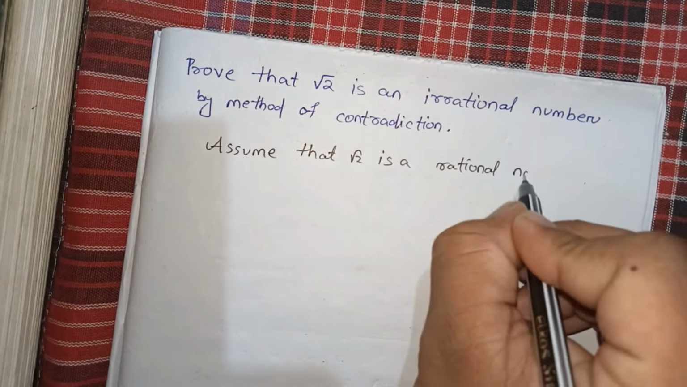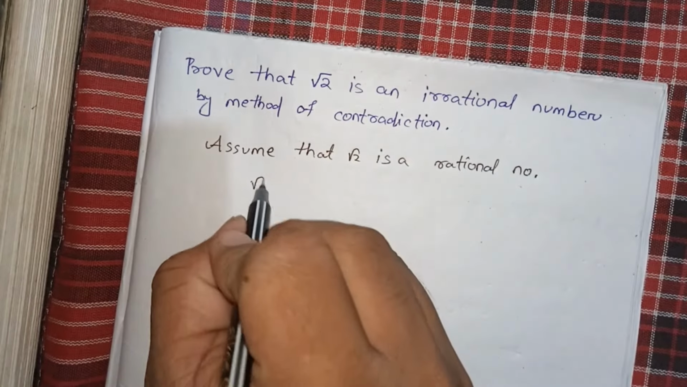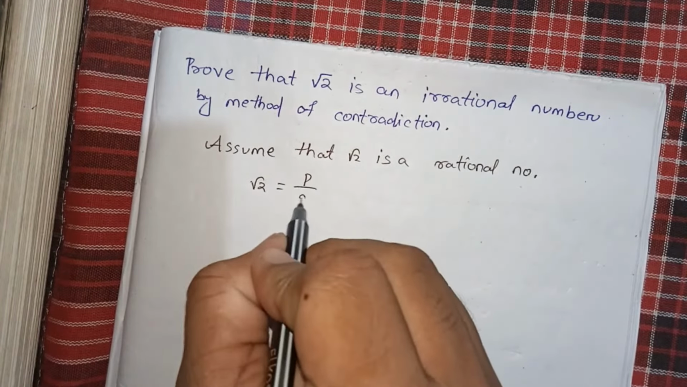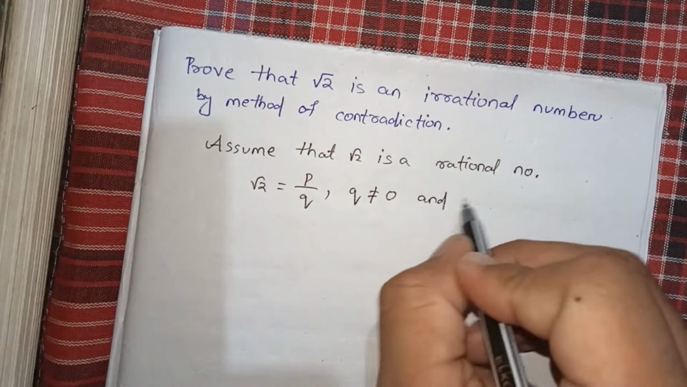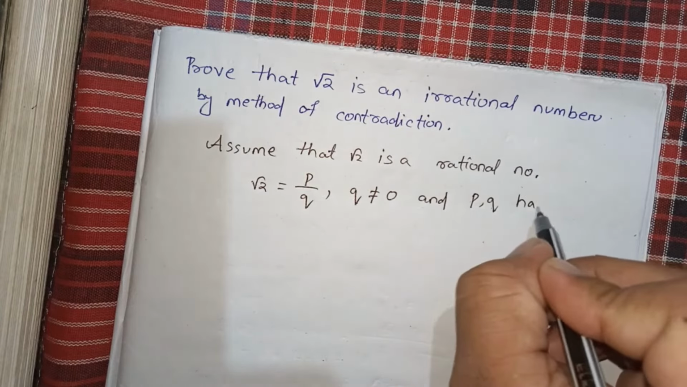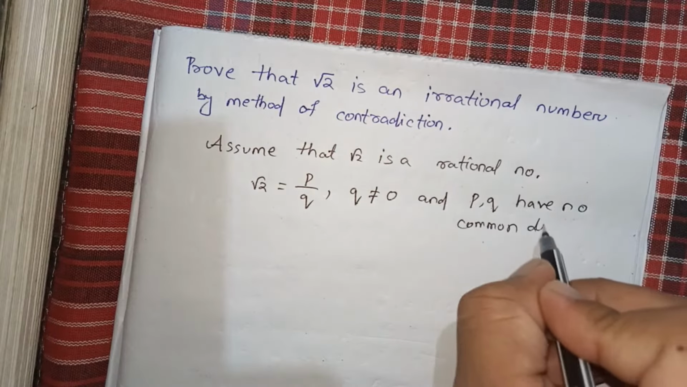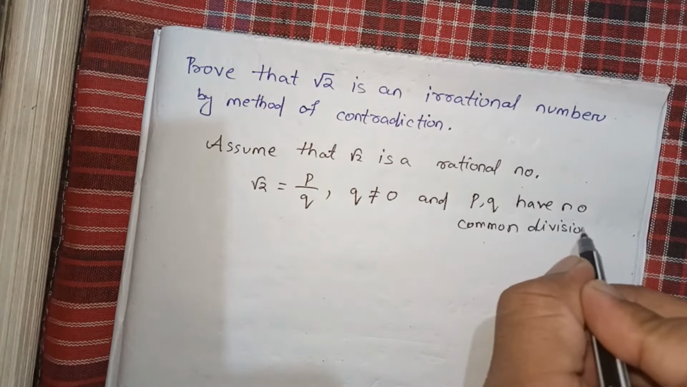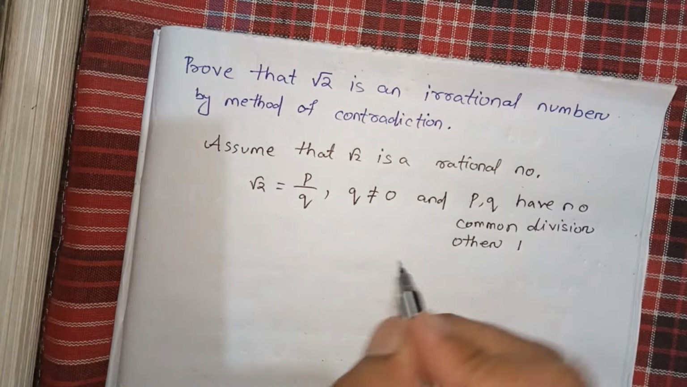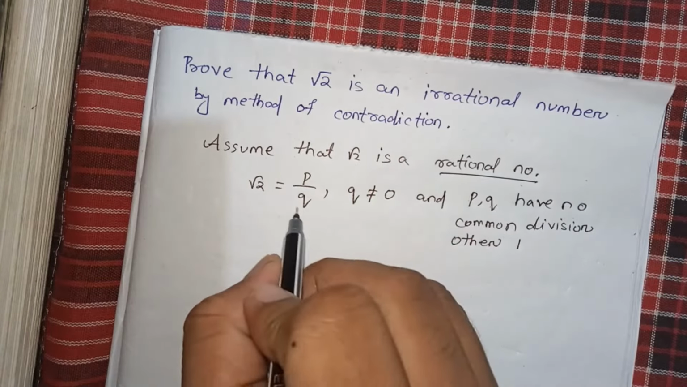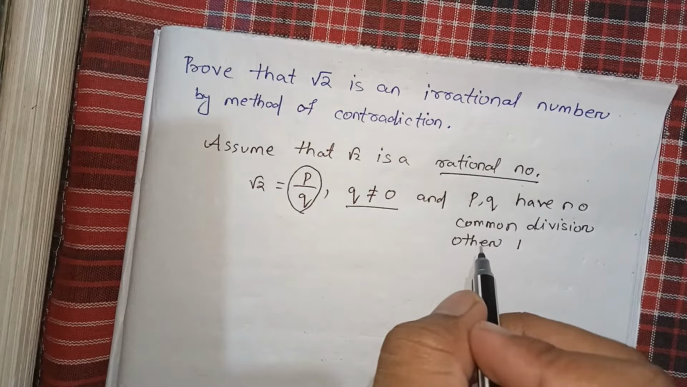We know that rational numbers are numbers in the form of p by q. So this implies that root 2 is equal to p by q, where q is not equal to 0, and let p and q have no common divisor other than 1. So we assume that root 2 is a rational number in the form of p by q, where q is not equal to 0 and p and q have no common divisor.